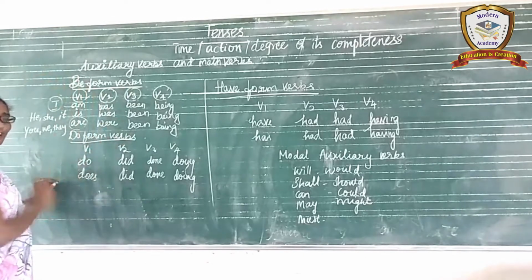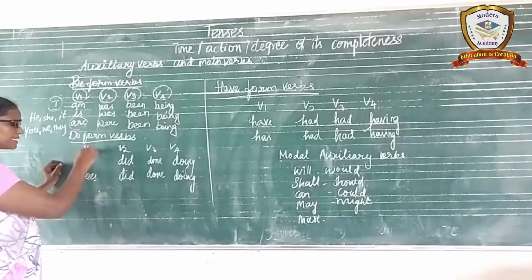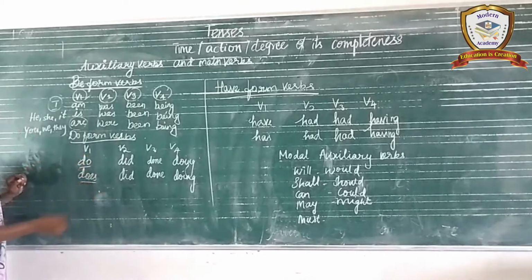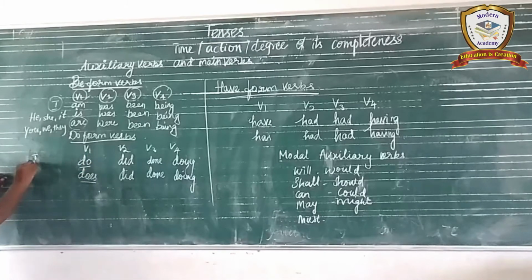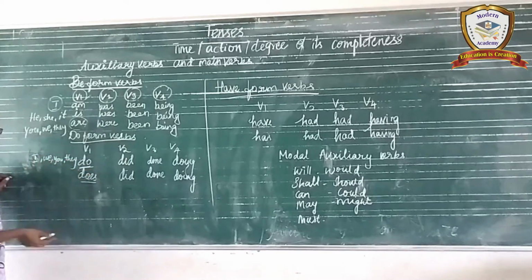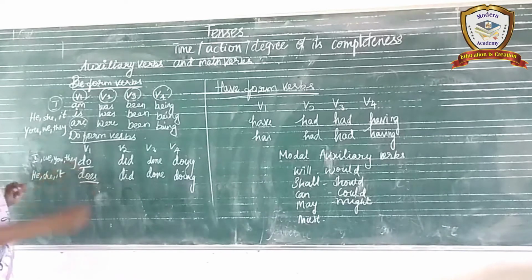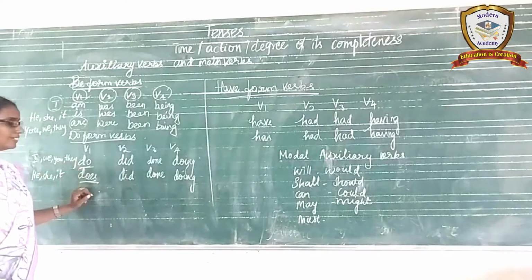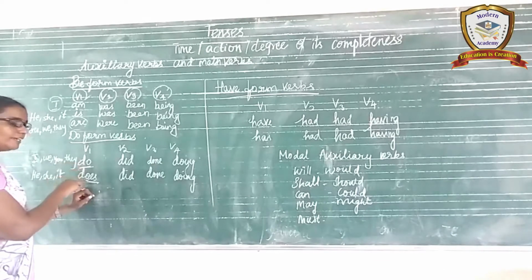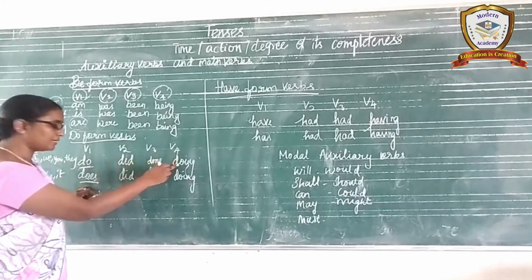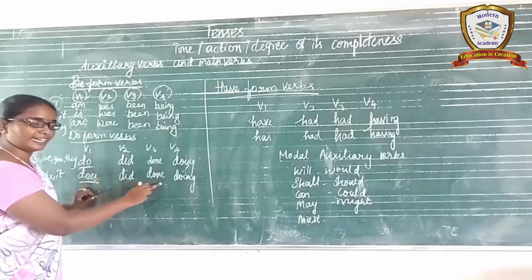Let us learn the do form verbs. Present tense do form verbs are do and does. Where do we use do? Where do we use does? If the subject is I, we, you, they, it is followed by the present tense do form verb do. If the subject is he, she, it, it is followed by the present tense do form verb does. Understand? Present tense do form verbs are do and does. Past form, did. Past participle, done. Present participle, doing.